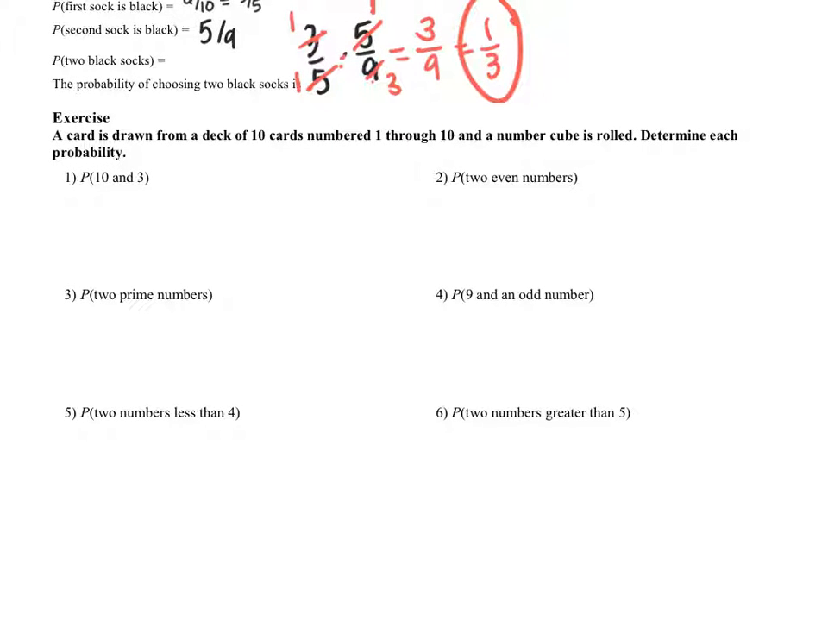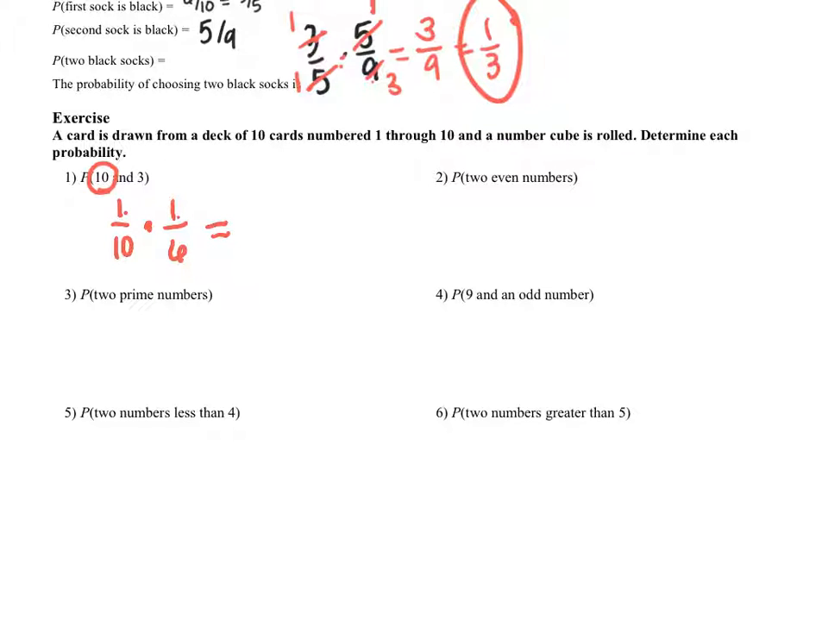Determine each probability. Okay. So the probability of a 10 in a deck of cards numbered 1 through 10. What's the probability of a 10? 1 out of 10. Okay. And then times the probability of a 3 on a number cube. What are the options for a number cube? 1, 2, 3, 4, 5, 6. So 1 out of 6. Can I reduce? No. So I'm just going to multiply straight across.